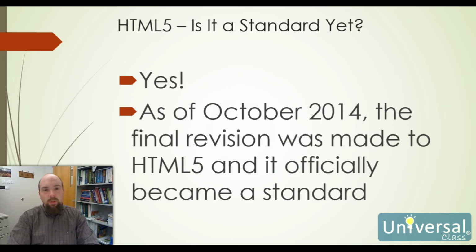Throughout these lessons, we've been talking about HTML5, and I've shown you different things that HTML5 can do. One of the questions that people will frequently have is, is HTML5 a standard? And the answer is yes. As of October 2014, the final revision was made and HTML5 became a standard. Before that, we still used some of the syntax elements of HTML5, but it was not officially a standard. It was not officially recognized by all of the browsers, but as of today, all of the current browsers do understand and are mostly compliant with HTML5.